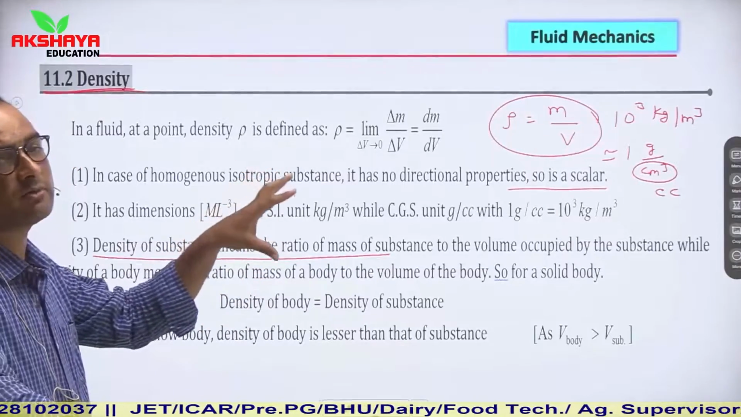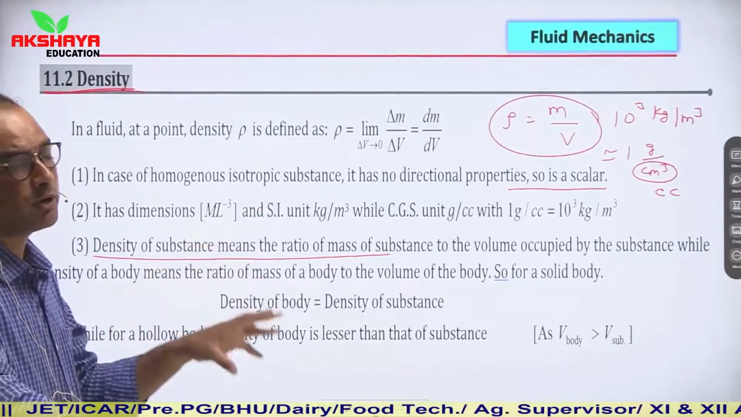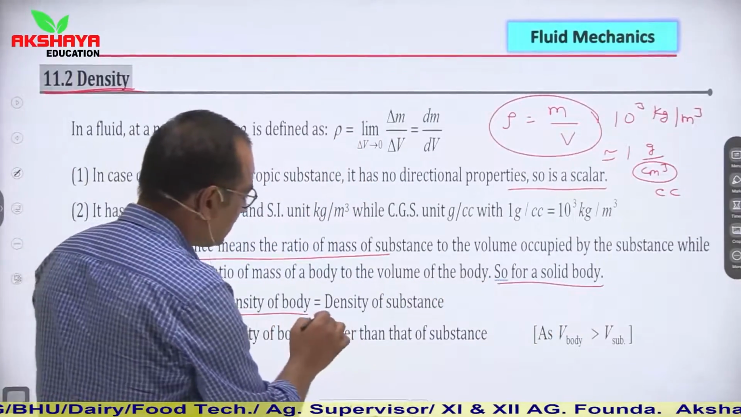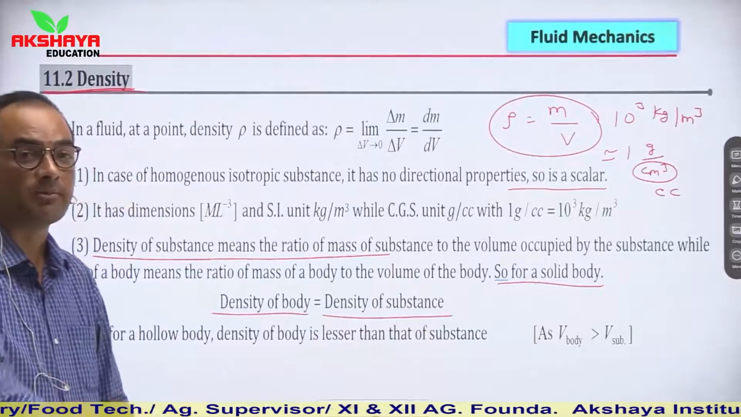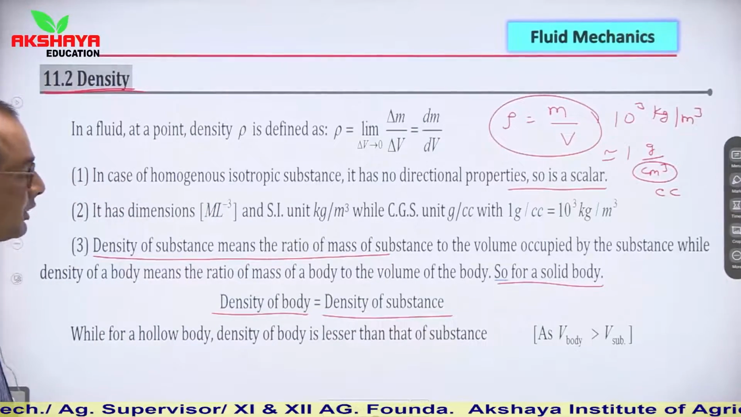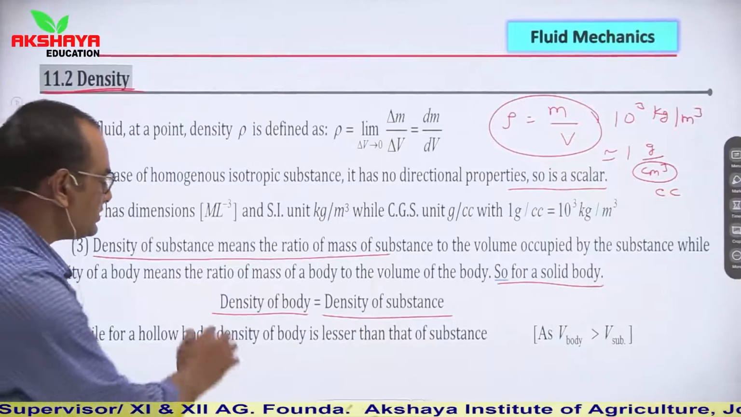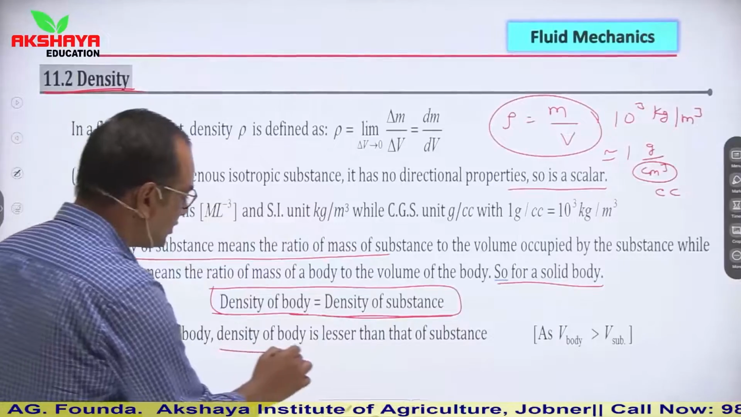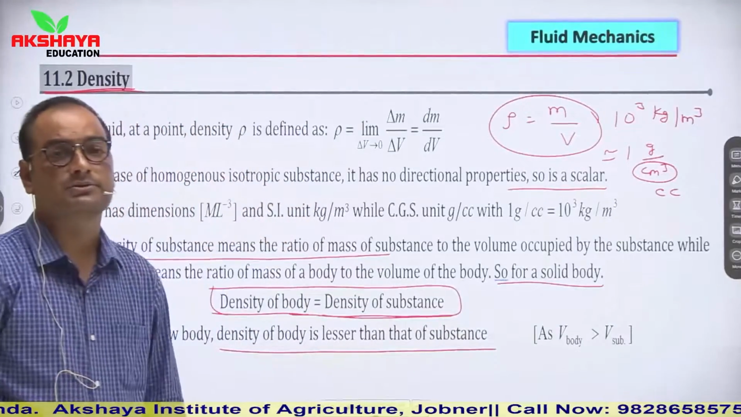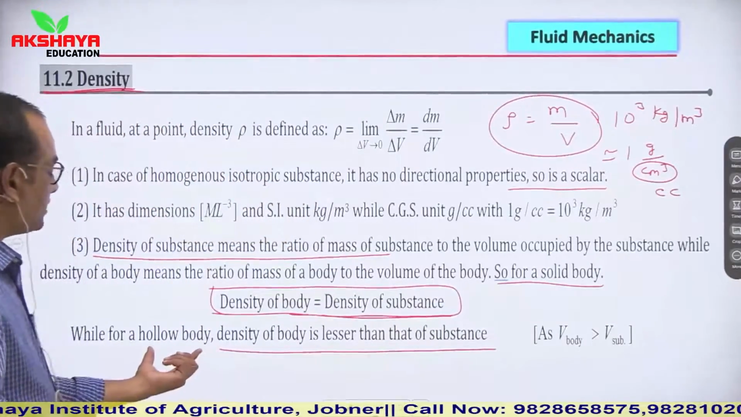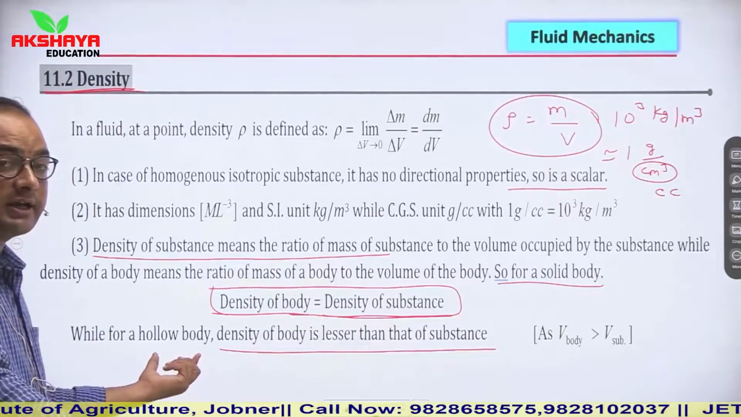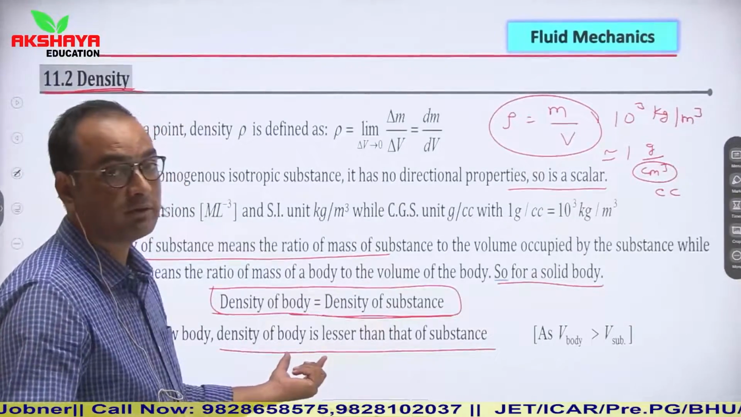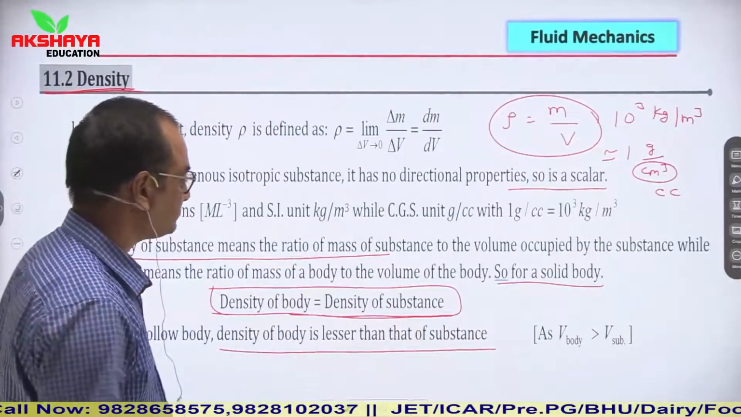It means we can say the mass of that body with respect to the volume occupied. So for a solid body, density of body means density of that substance by which that body is formed. While for a hollow body, density of body is always lesser than that of the substance, because the whole body doesn't contain the same substance; some space is left. That's why we say that density of body is less than density of that substance.